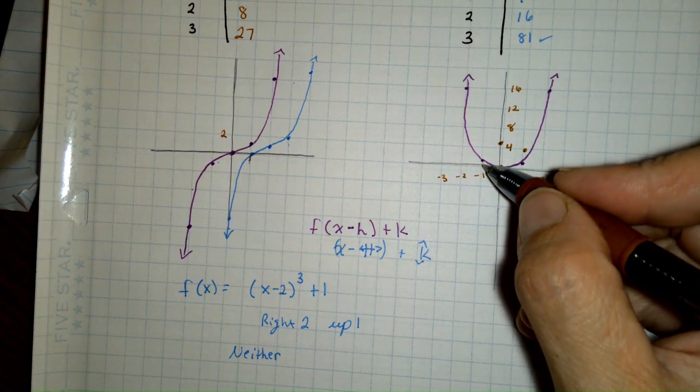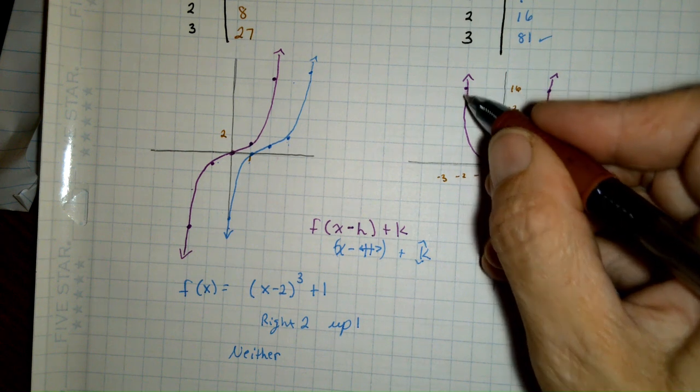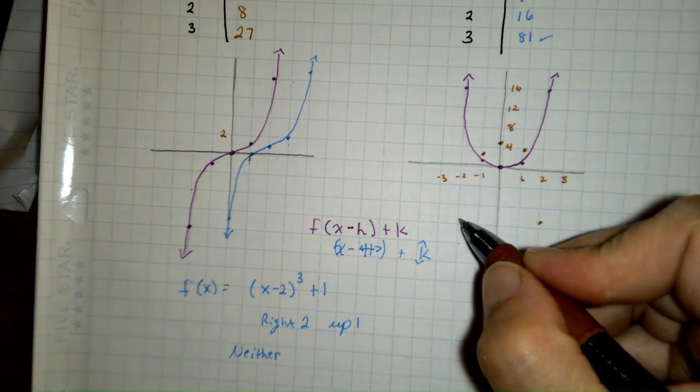Okay, reflect it, move it up 5. Reflect to negative 16, move it up 5.